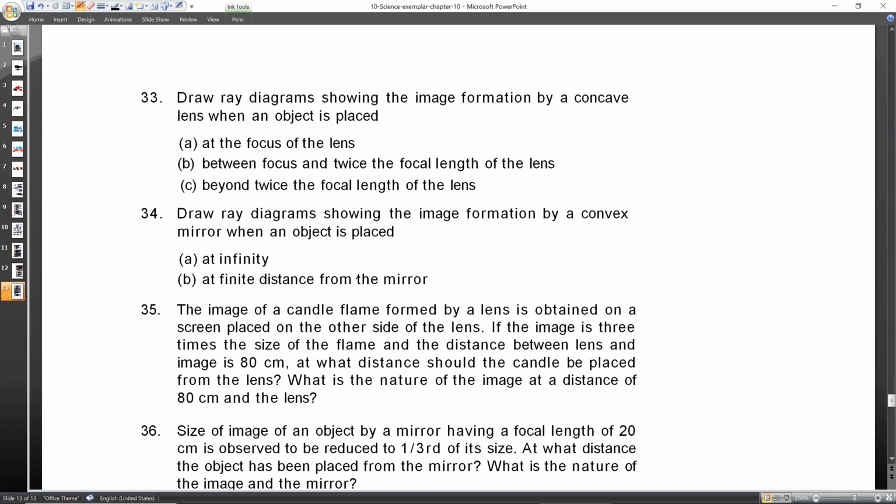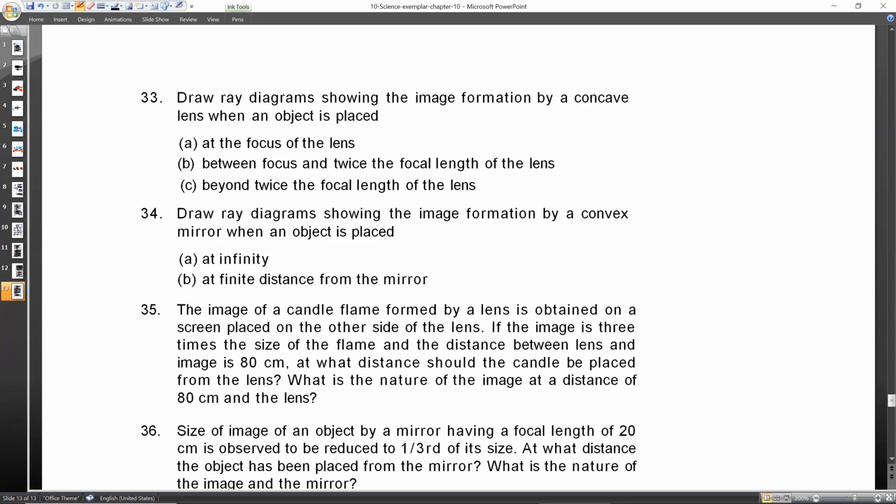Do question number 35. And first do it on your own. Tell me where the object is placed, where the image is going to form, and what would be the values of each and everything that is given to you. Write their proper values with sign. The image of a candle flame formed by a lens is obtained on a screen placed on the other side of the lens. If the image is 3 times the size of the flame.